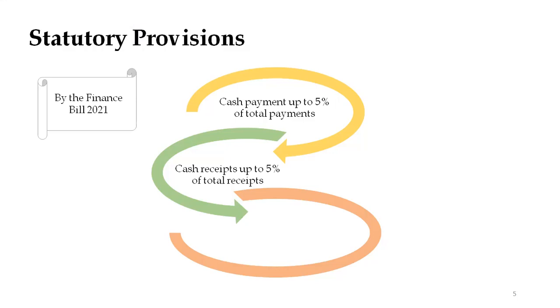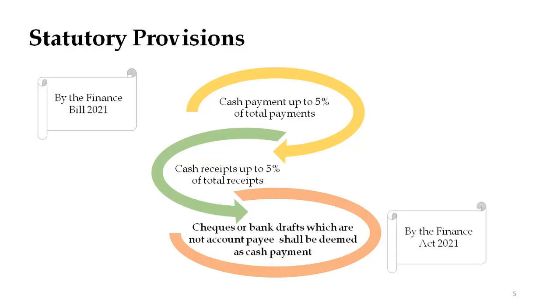So when the Finance Bill came, these were the two conditions, but when the Finance Act passed, they put an additional condition: if you have made payments by cheque or bank draft and they are not account payee, then that payment shall be regarded as cash payment. Same with respect to the receipts. If you have taken any receipts by cheque or bank draft and they are not account payee, then that shall be regarded as cash receipts. So you also have to check this additional condition while checking the limit of the 10 crore rupees.